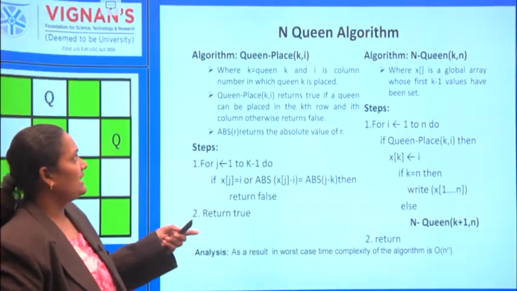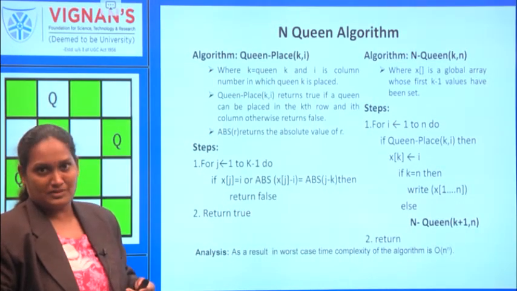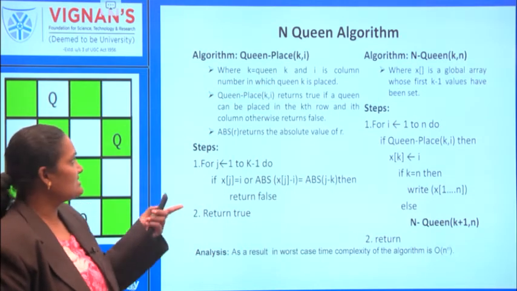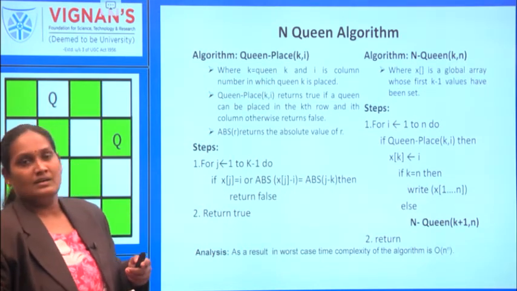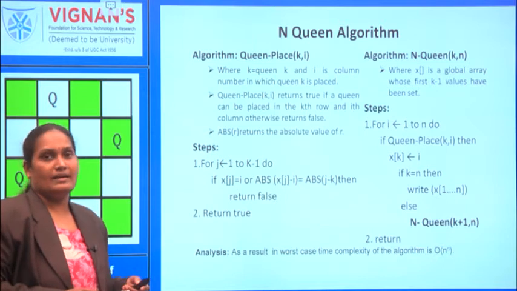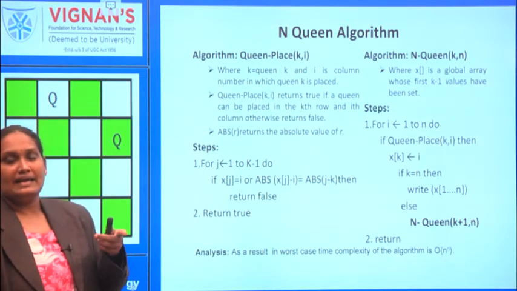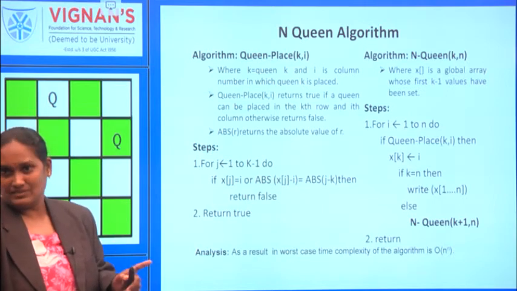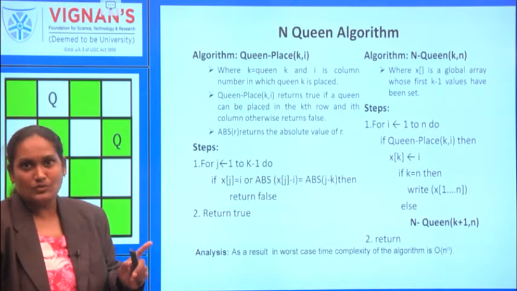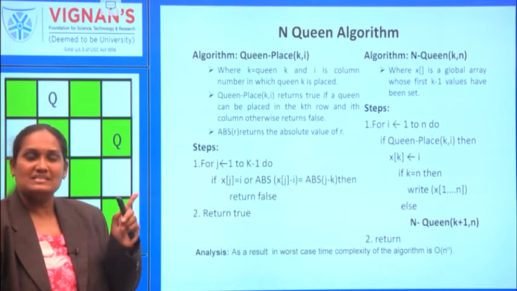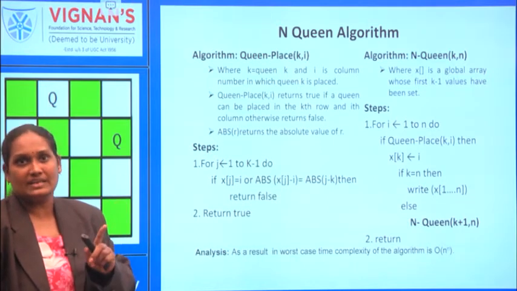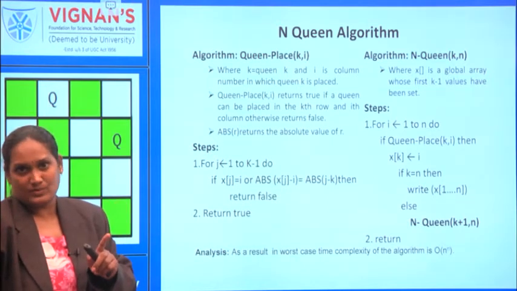Let us see the backtracking algorithm for solving the n queens problem. Here this is the generalized algorithm which solves all n queens problems. We did not get a solution for n equal to 2 and n equal to 3. So for those 2, we will not get a solution. From n equal to 4 onwards, we can get solutions for n queens problems.